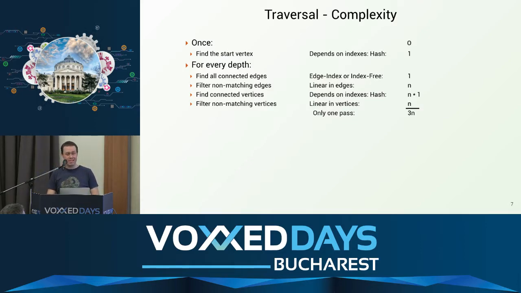But the problem is, in the next depth, so depth 2, I do not have 1 input, but I have 3 times n input. And that means 3 times n times 3 times n complexity for depth 2. And then depth 3, 3 times n times 3 times n times 3 times n, and so on.